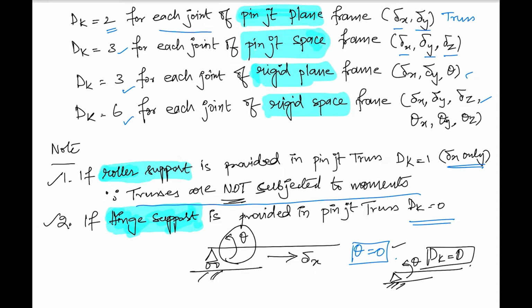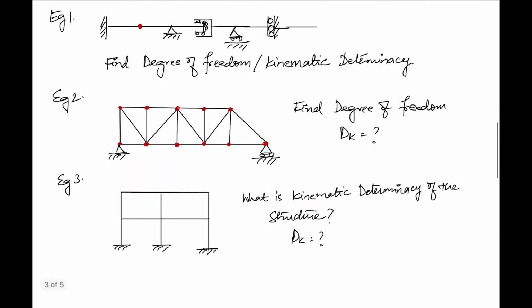Moving on, we'll solve some problems. In the first example, it asks what is the degree of freedom of this particular hypothetical structure. How do you determine that? This is a fixed support, so its degree of freedom is 0, because it cannot have any rotation or displacement.